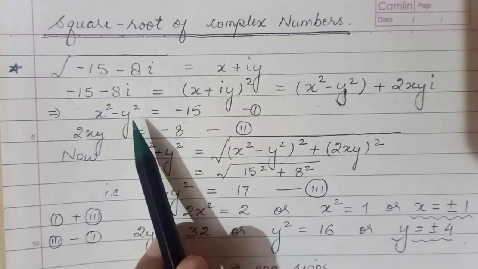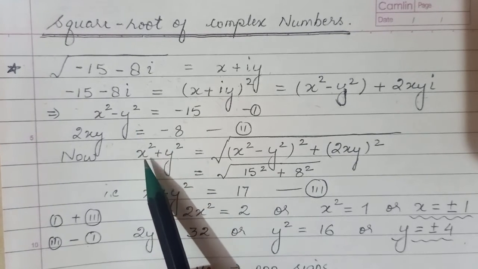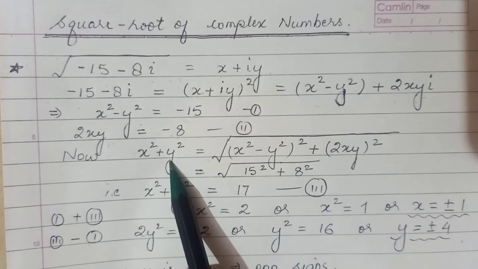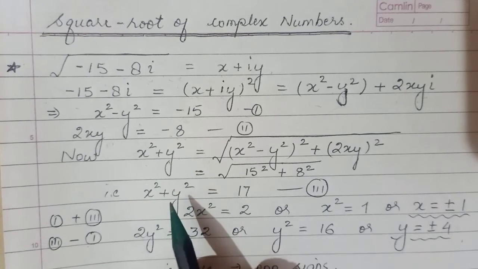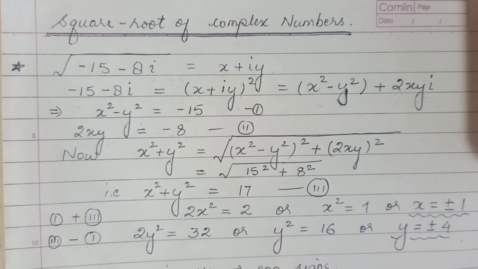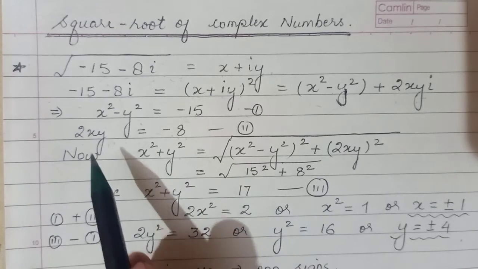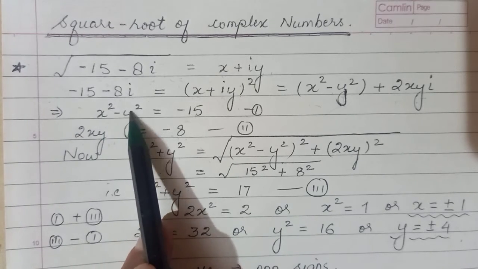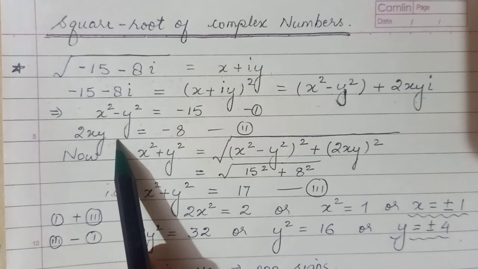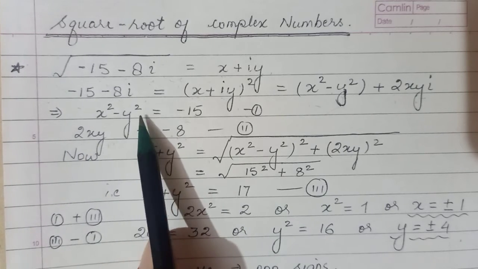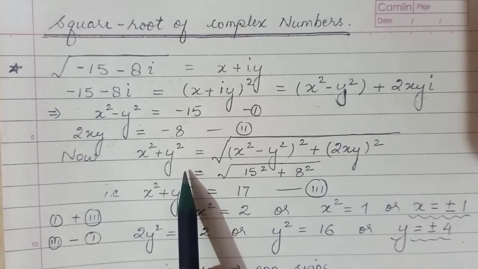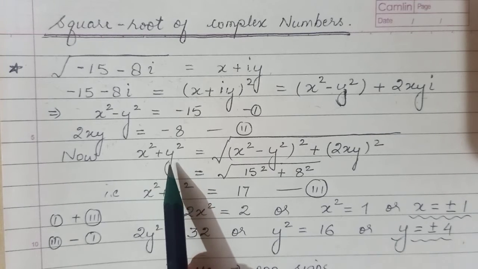Here we had x square minus y square. Now we are finding x square plus y square also to be able to proceed further to find our x and y. For this we have used the identity for x square plus y square. Since we already knew the value of x square minus y square and 2xy, with the help of these two we found the value of this expression as well, connected by our identity.